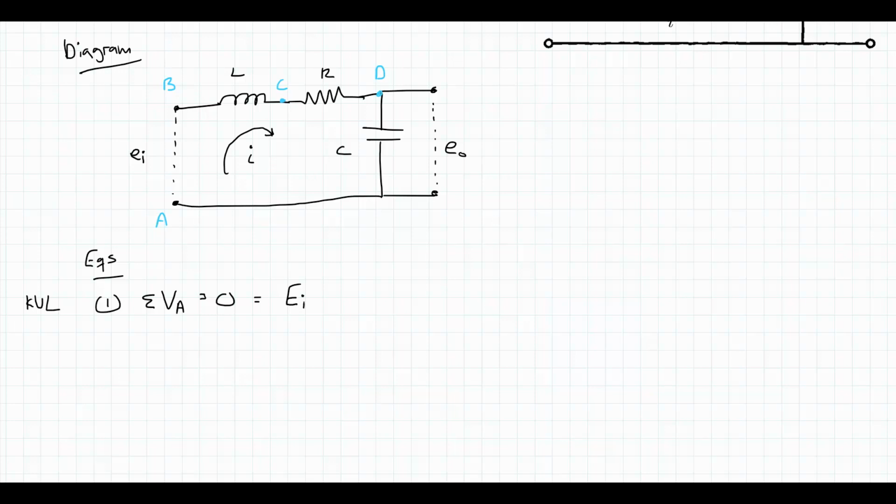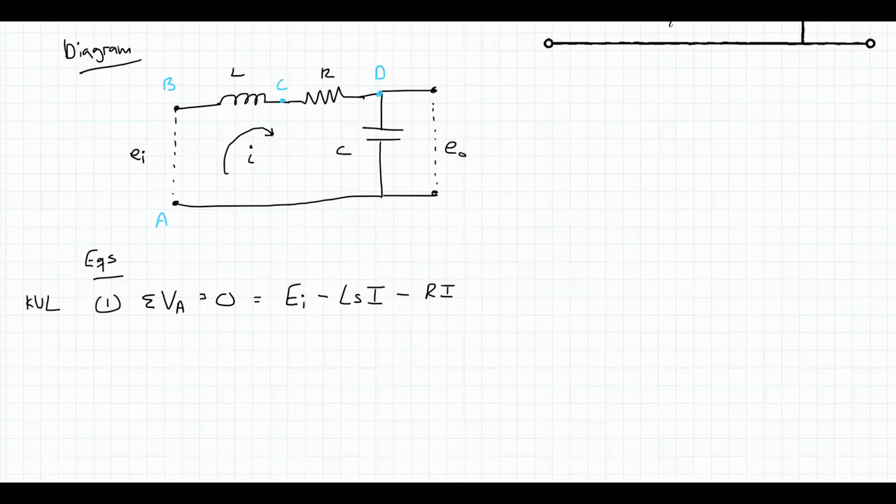Next, I'm going to go from B to C. I am going with the direction of current. Therefore, there is a voltage drop across my element. The voltage drop across the inductor is going to be LS times the current, which in this case is capital I. Now I've arrived at C. From C to D, I go over one element. It's a resistor. So minus the resistance R times the current through the resistor, which is I.